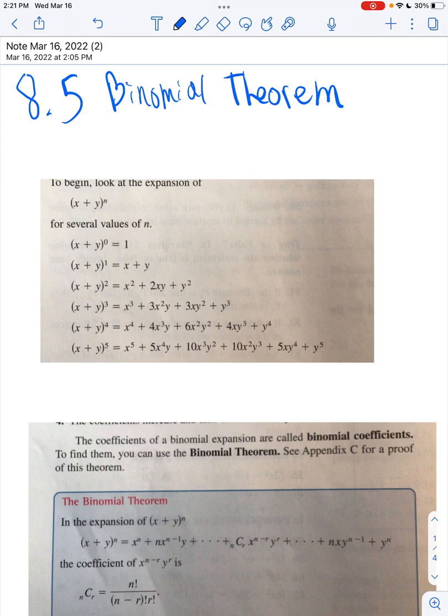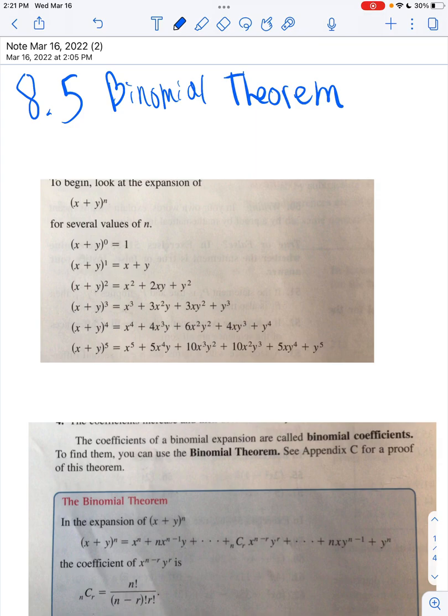This is the final lesson of this unit. It's about the binomial theorem. And so what this really is, is kind of like a shortcut to help us figure out what these expanded binomials would look like. A binomial is a polynomial that has two terms.